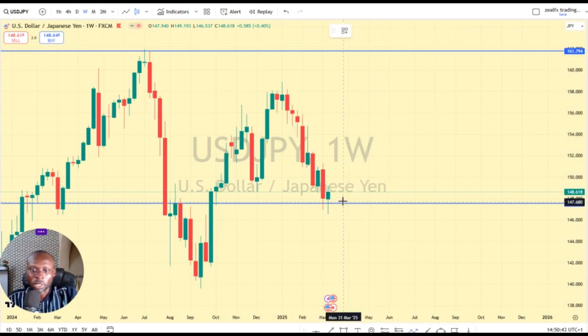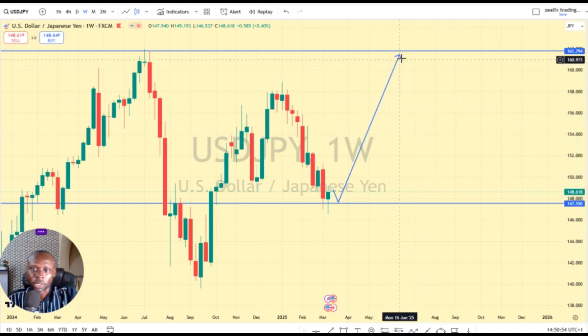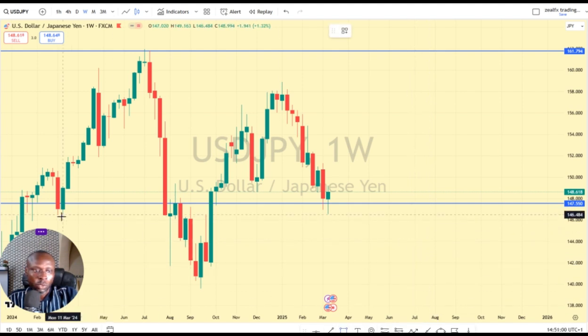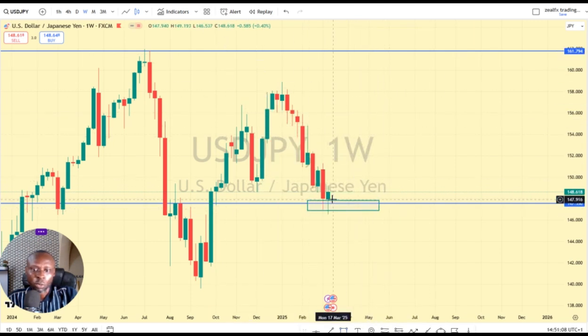I expect a strong buying momentum. I'm expecting price to do a retest of this support level. From this support level, we're looking for a buying opportunity to the top. This is what we expect for USDJPY this week. So let me draw the support level where we can buy from on the daily chart. So on the daily chart, we'll be looking for a buy opportunity from this support level.